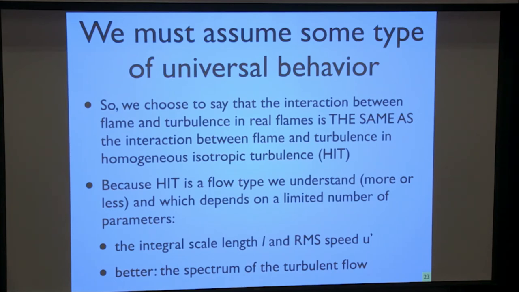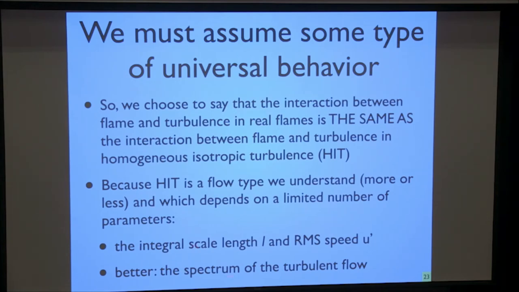The first thing we do in all models for turbulent combustion is to say that turbulence is almost isotropic and homogeneous. Okay. Why do we do that? Well, it's because it's the best we can do for the moment. So we're going to say that turbulence is HIT, homogeneous isotropic turbulence, because we understand HIT. There's a big community working on HIT in the fluid mechanics world. We know quite a few things on that. We know that HIT, for example, depends mainly on the spectrum, which can be parameterized by the integral length scale. That's the largest vortex size that you can have in your turbulence. And what we call the RMS speed, u prime, which is the largest velocity associated to the integral scale.